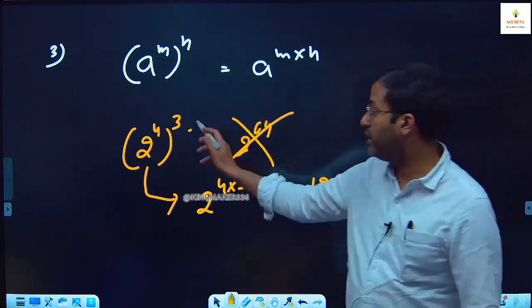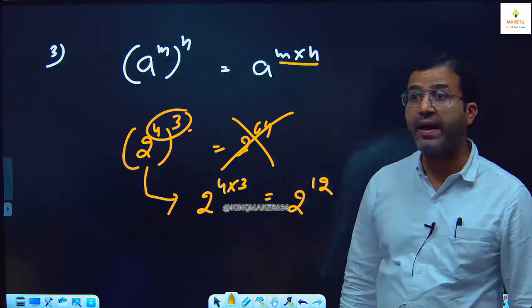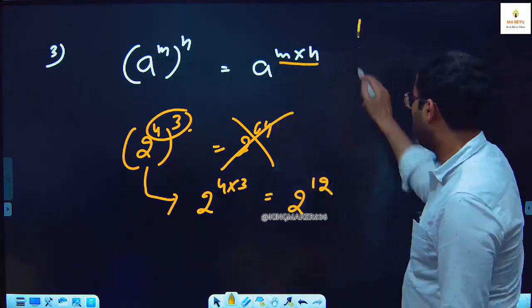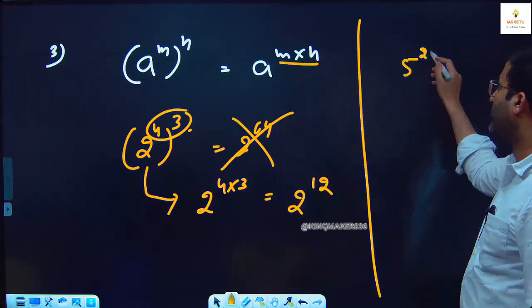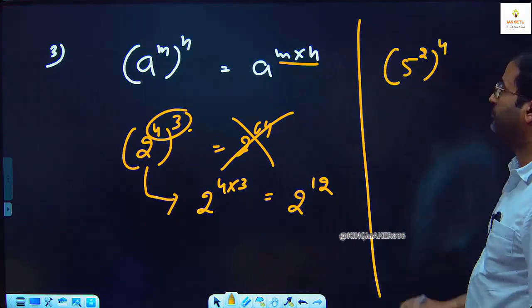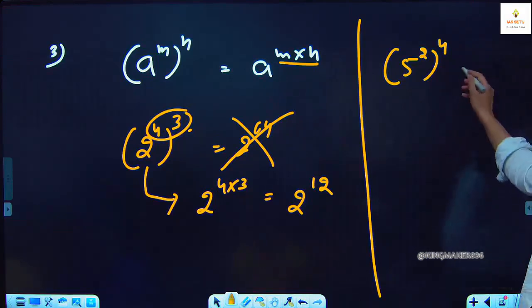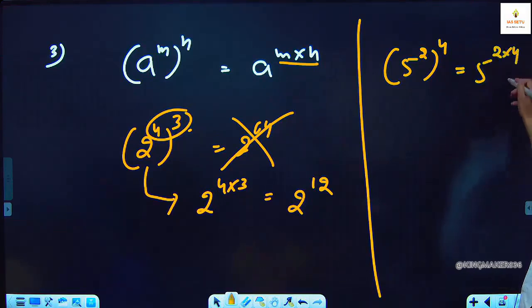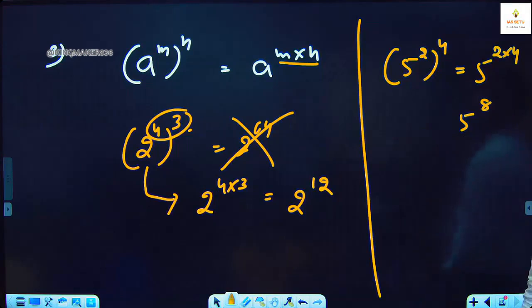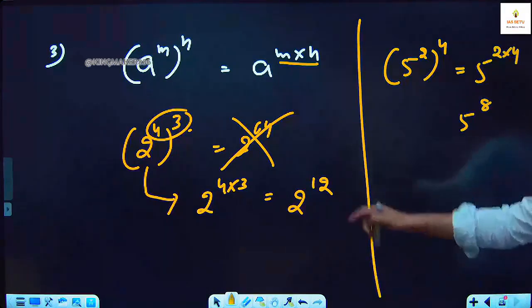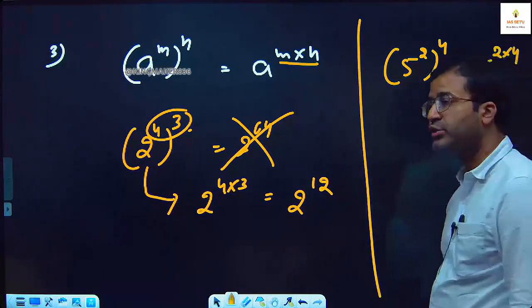This is the rule. If it is like this, then you have to multiply, m into n. Like take your time. 5 is to power 2 bracket 4. What is your answer? 5 is to power 8. So it will be 5 is to power 2 into 4. It is 5 is to power 8. Third rule is a is to power m bracket n is a is to power m into n.